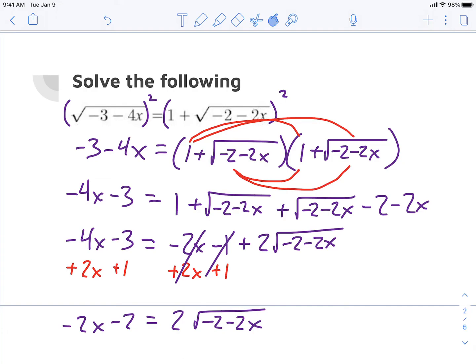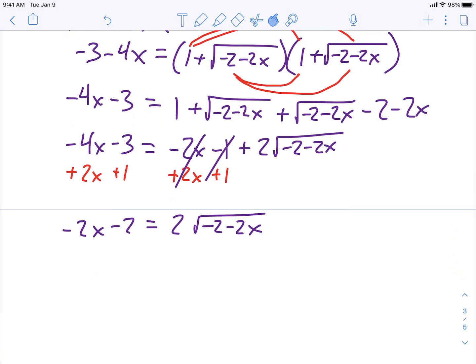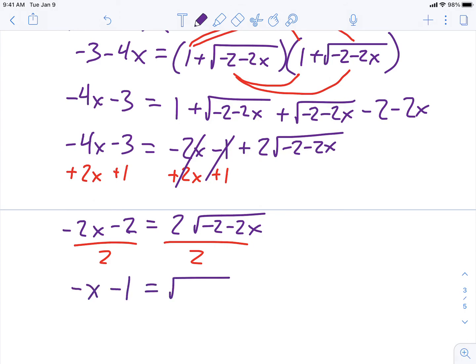Now for this one, because everything is divisible by 2 and I've got this coefficient of 2 in front of the square root, I'm going to divide that out because it's not going to create any fractions over on the other side. So that becomes -x minus 1 equals the square root of -2 minus 2x. And now I can basically repeat that process that I started with by squaring both sides. So throw some parentheses around there. Oop, that's a terrible 2.